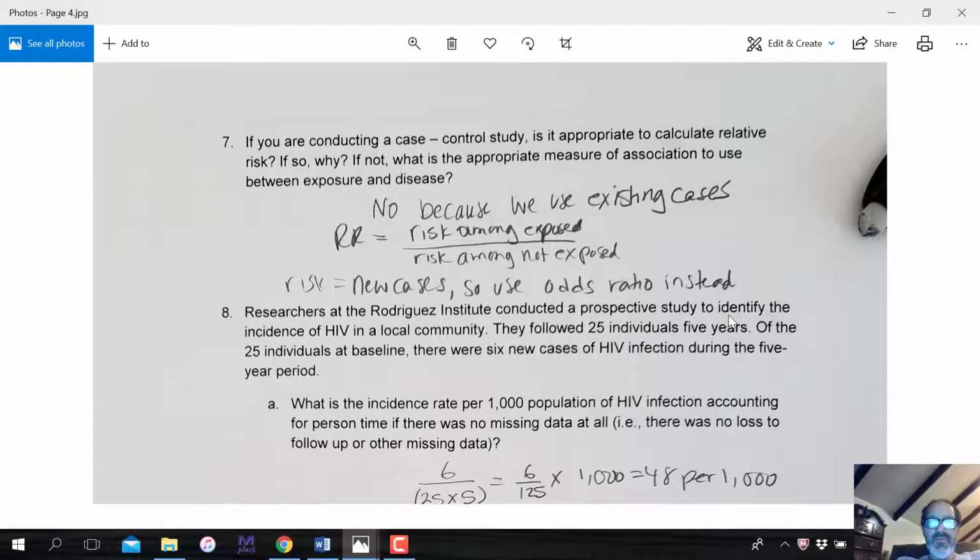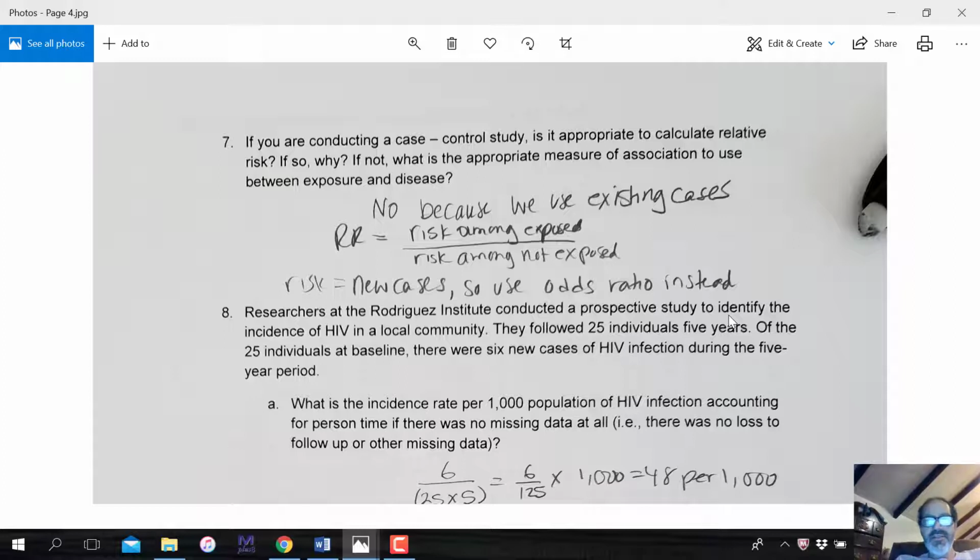Here are some more general questions. If you are conducting a case control study, is it appropriate to calculate relative risk? If so, why? If not, what is the appropriate measure of association between exposure and disease? Relative risk means new cases, like incidence. When we're doing a case control study, we're comparing people who have the disease to people who don't have the disease to look at that exposure.